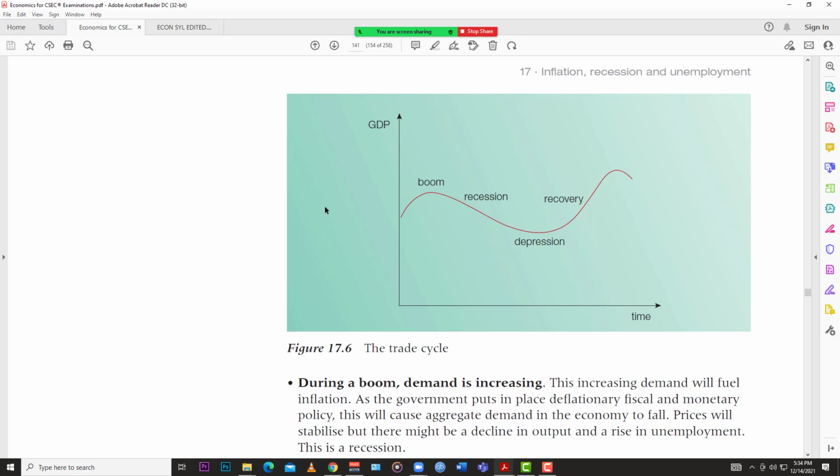That's just a part of it. So during a boom, demand is increasing. This increase in demand will fuel inflation, as I said before.